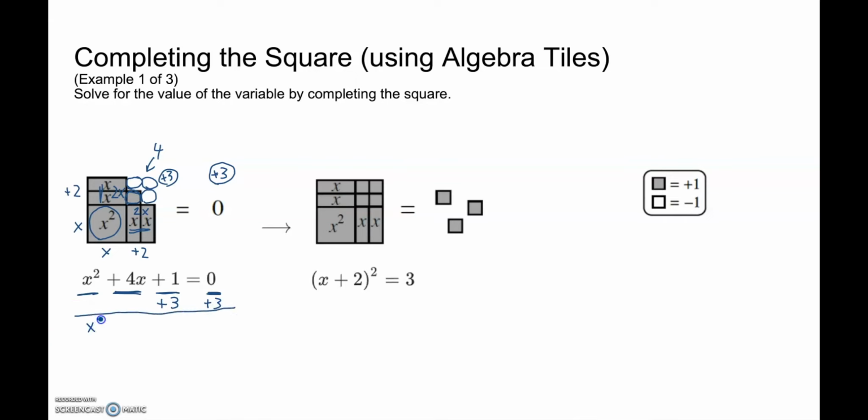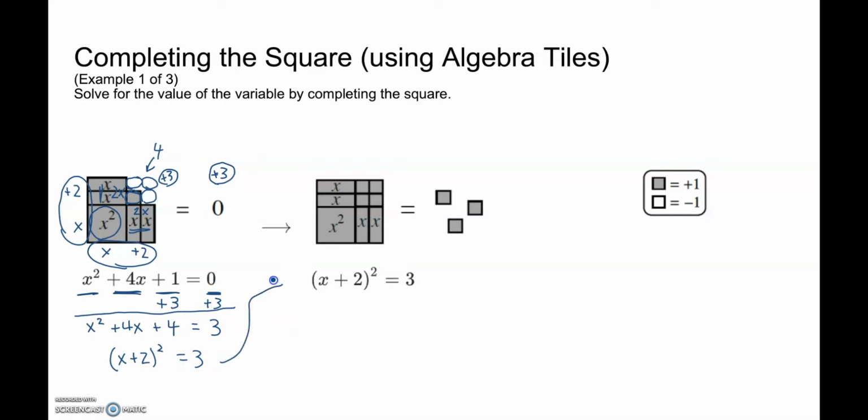That leaves us with x squared plus 4x, 1 plus 3 is plus 4, is equal to 3. Now, this left side, x squared plus 4x plus 4, is represented by this entire square. And it's a perfect square that's already been factored for us, okay? X plus 2 times x plus 2. So we could rewrite this left side as x plus 2 squared is equal to 3.